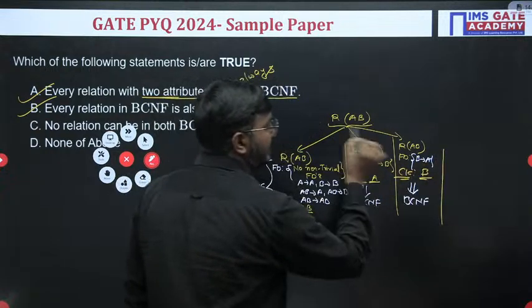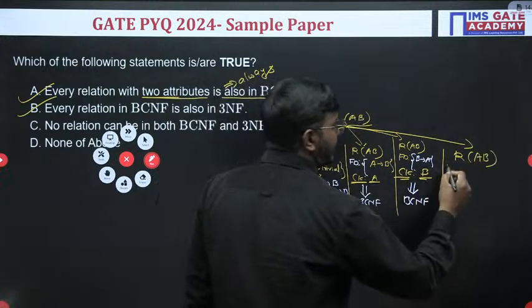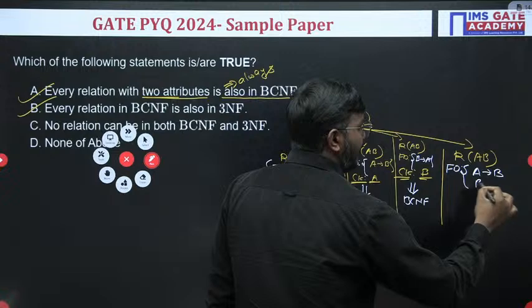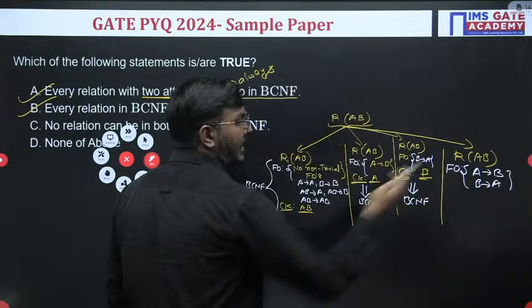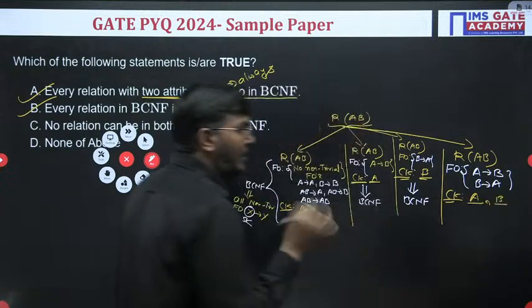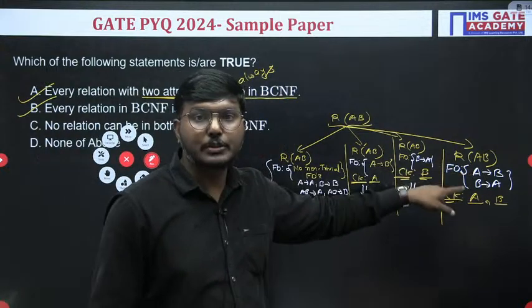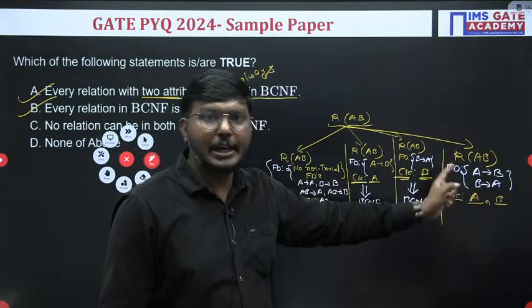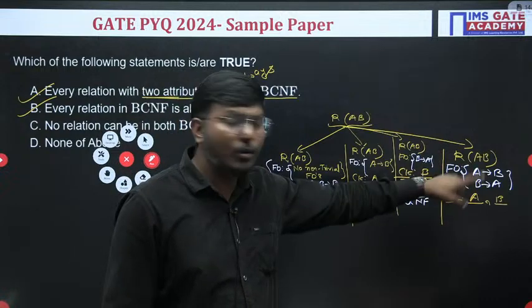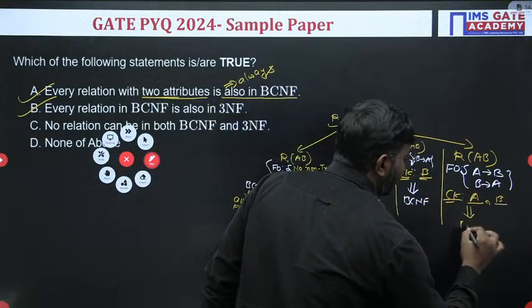And the last possibility is that R has attributes A and B, and the FD set contains A goes to B and also B goes to A. In that case, what will be the candidate key? Both A and B will be candidate keys here. In this last option, we have two non-trivial FDs, A goes to B and B goes to A, and in both, the LHS is a super key. It means both functional dependencies are allowed in BCNF. So indirectly, in the last option also the relation is in BCNF.